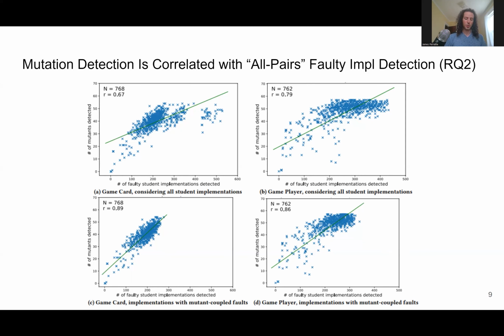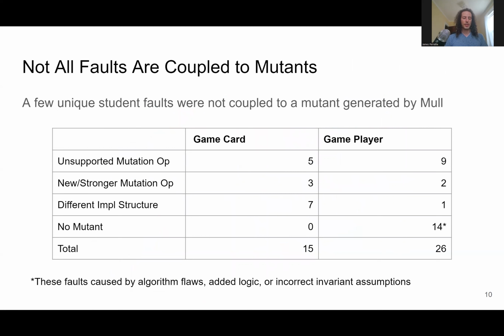In the bottom two graphs on this page, we see that removing those implementations strengthens the correlation in both cases, suggesting that the original correlation was mainly weakened by these not mutant coupled faults. We then examined these not mutant coupled faults in more detail to determine if they might suggest or reveal ways of improving existing mutation analysis tools.